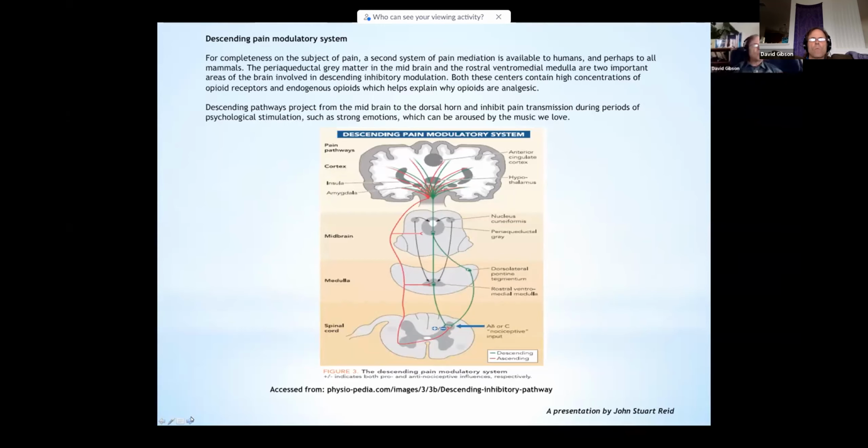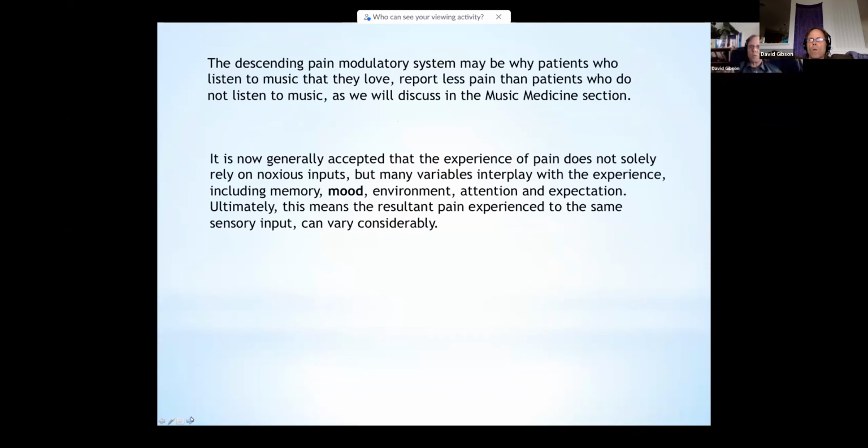Do the opioids do it in the brain, or do they send it all the way down to the receptors? They send it right down to that ganglion that I talked about earlier, and therefore block the pain at that point. And that's all part of the gate control theory of pain. So the descending pain modulatory system may be why patients who listen to music that they love report less pain than patients who do not listen to music.